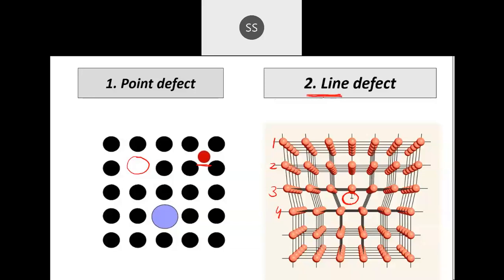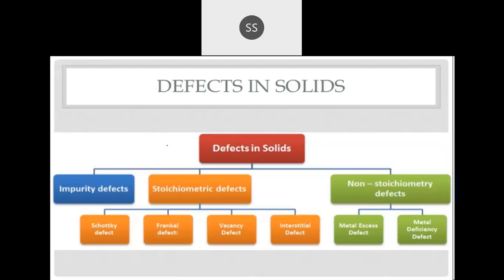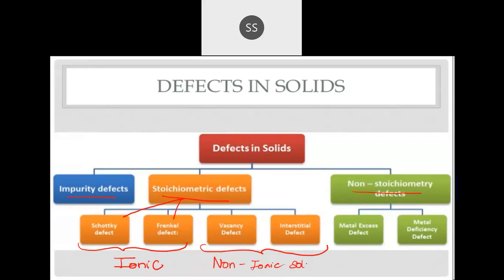So now you know that for your syllabus you only have point defects to study, and that's further classified into impurity defect, stoichiometric defect, and non-stoichiometric defect. Stoichiometric is further classified into Schottky defect and Frenkel defect. These are basically shown in ionic solids, whereas vacancy and interstitial defects you will find in non-ionic solids. Non-stoichiometric we are yet to discuss.